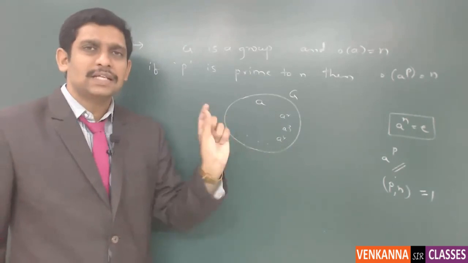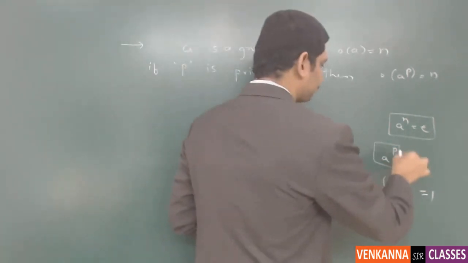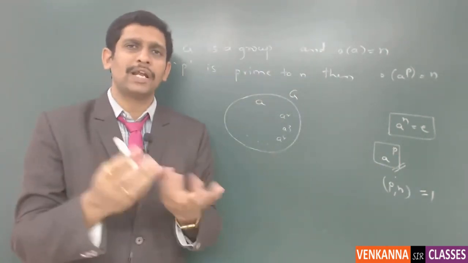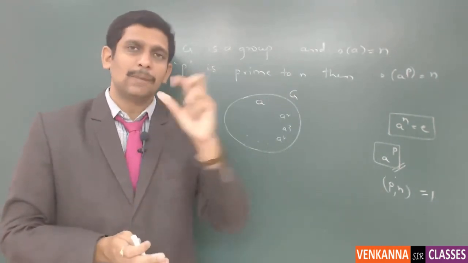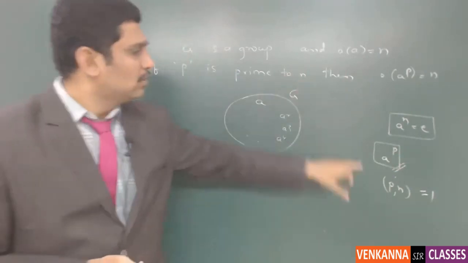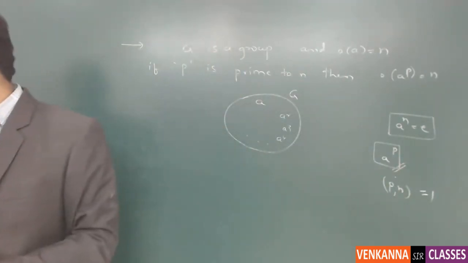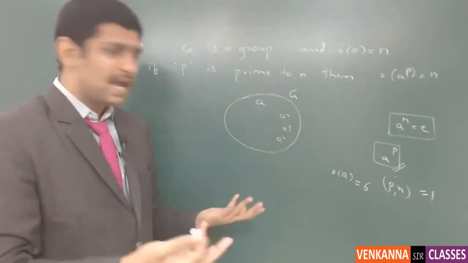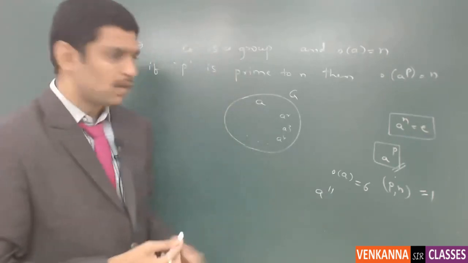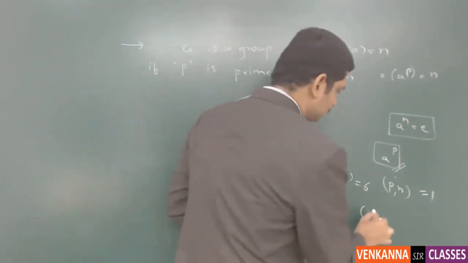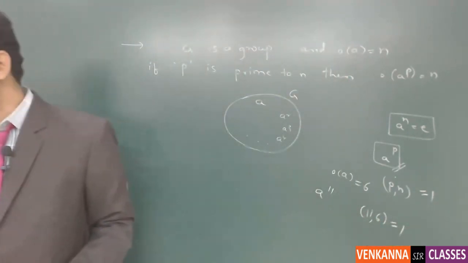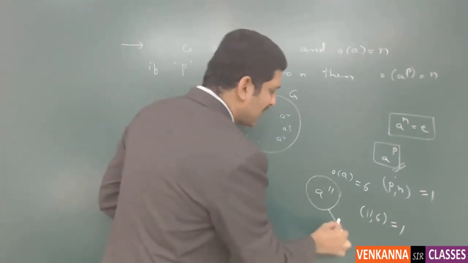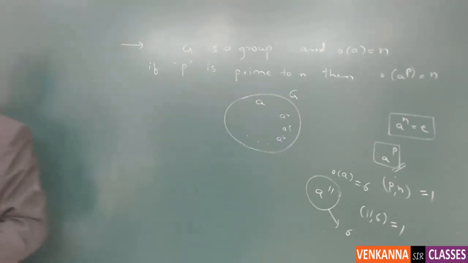So among these elements, I pick up a power P. You can take A power 4, A power 10, A power 100, any power you take. The power has a property that P and N both are relatively prime. GCD of P comma N is equal to 1. So in other words, let me say order of A is equal to 6. I have considered A power 11. Now what happens? 11 and 6 are relatively prime. Agree? So A power 11 also has same order 6. That is what I am discussing. Clear now? Is everyone clear with the task? What it is given actually? Okay.